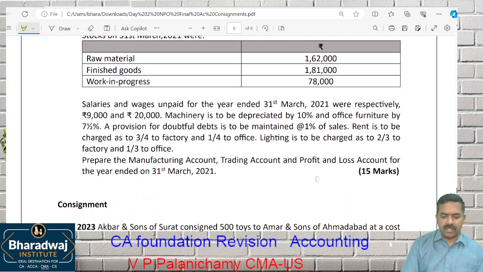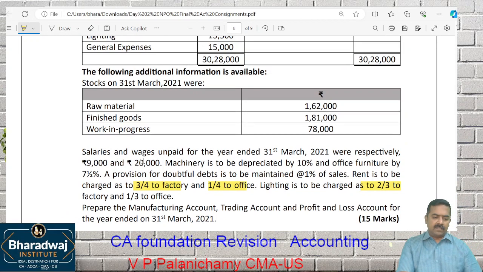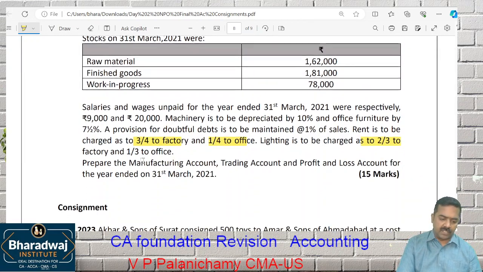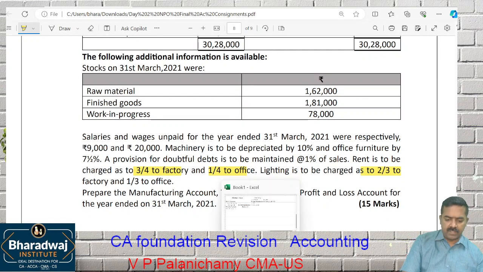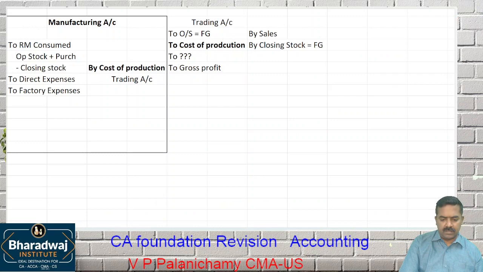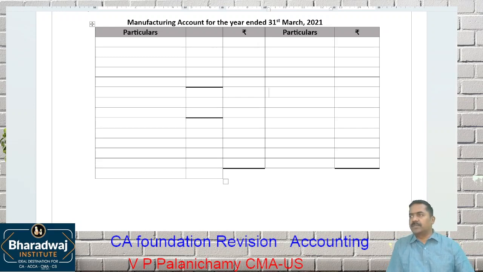They are asking you to allocate rent 3/4 for the factory, 1/4 for the office, lighting 2/3 to the factory, like that. So whatever is spent for the factory, it will come in which account? Manufacturing account. Wages, of course, will come in manufacturing account. So try to work out manufacturing account. Step by step, let me ask the answer. First, tell me the cost of production, then go for trading account.